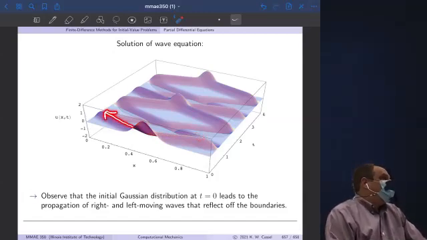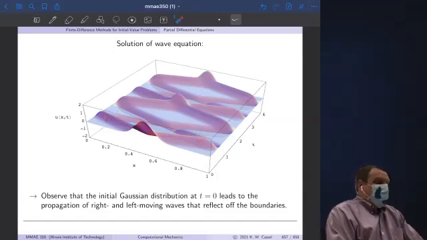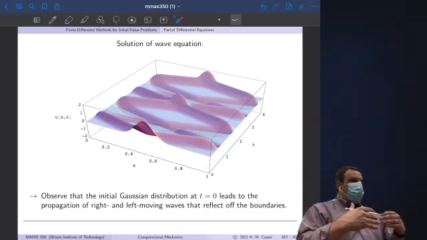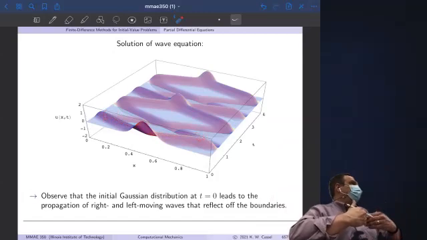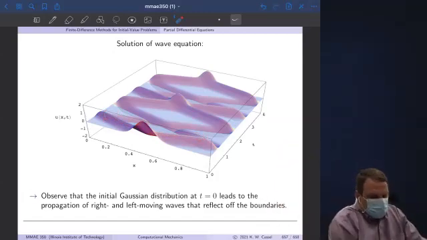And the mathematics of that, I won't go through it, but the mathematics of that actually makes sense. So this difference in the form of the equation means that whatever goes to the right, you have to have something equivalent going to the left. So you have these two identical waves going to the left and to the right.